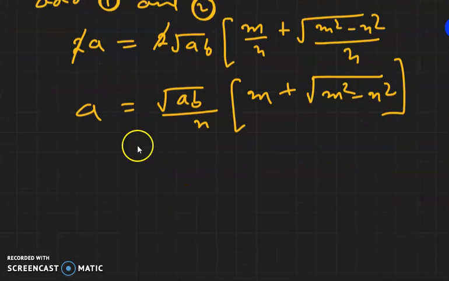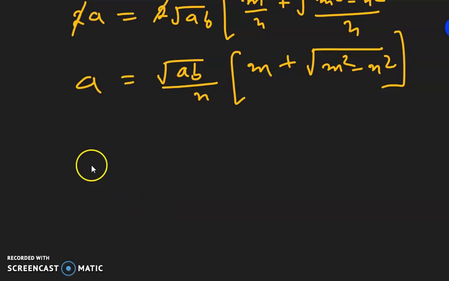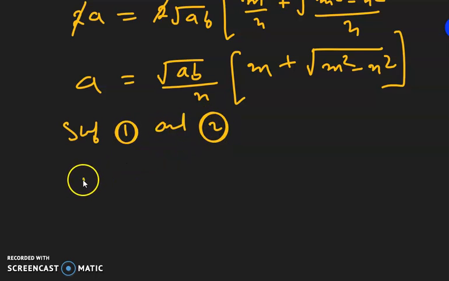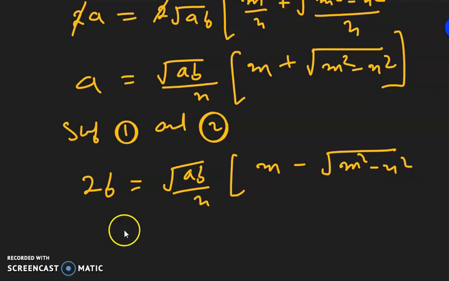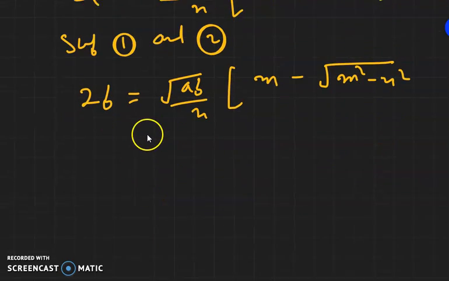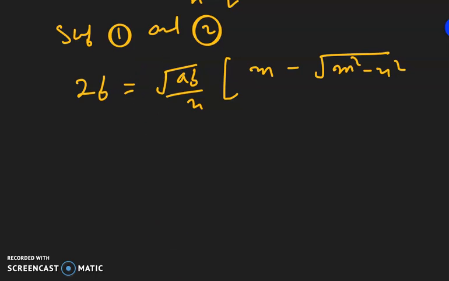Now when we subtract 1 and 2, we can get the value of b. So when you subtract, you get 2b is equal to, same thing, in place of plus it will come minus. So square root ab by n, we can directly write, m minus square root of m square minus n square. I think there is 2 root ab here, and then the 2 get cancelled. So b comes out to be this.